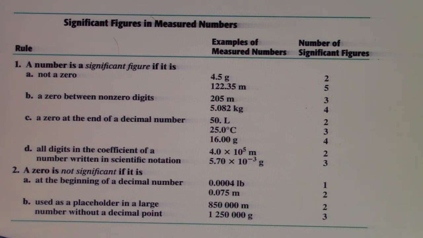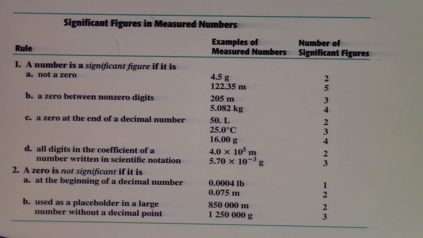All digits in a coefficient for scientific or exponential notation follow the same rules. Don't pay attention so much to the times 10 to the 5 or the 10 to the negative 3 part, look at the number. 4.0 has 2 significant digits because the zero is to the right of a non-zero number. Rule 2, a 0 is not significant if it's at the beginning of a decimal number. We call those placeholders. Remember, left, no; right, yes. So 0.004 has 1 significant digit.